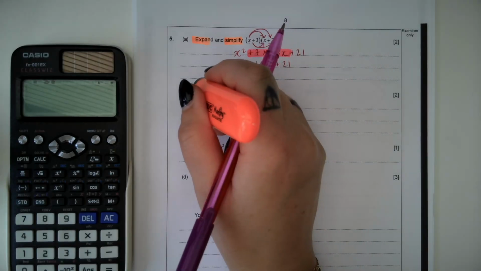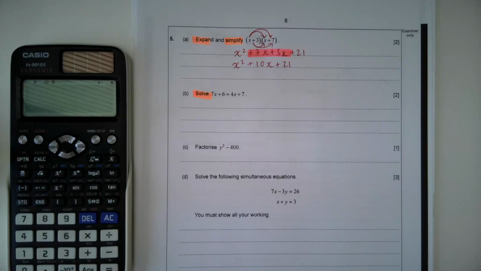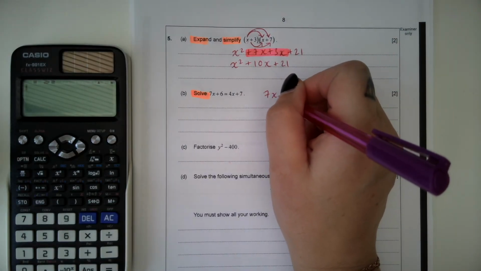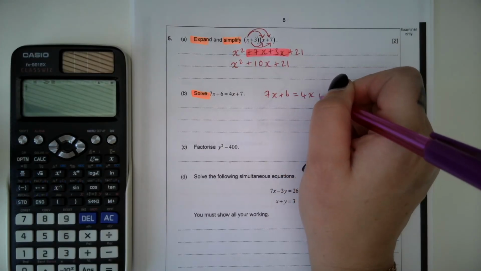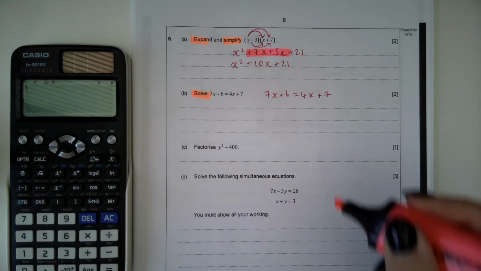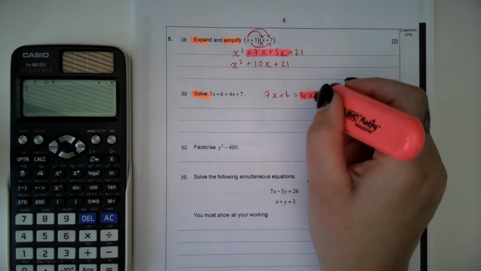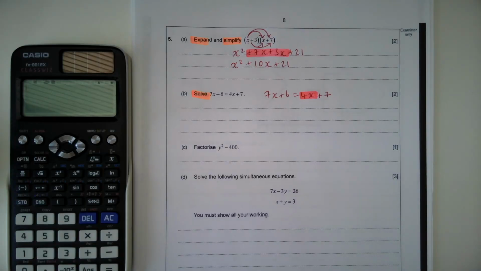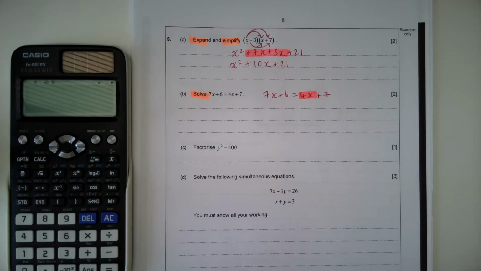Part B, solve 7x add 6 equals 4x add 7. So I'm just going to write this here so I can organise myself because I like to keep things aligned. So we have the unknown variable that we're solving for, x, on both sides. So the first thing we need to do is eliminate, get rid of the smallest lot of x. Now the smallest lot of x is 4x. 7x is bigger than 4x.